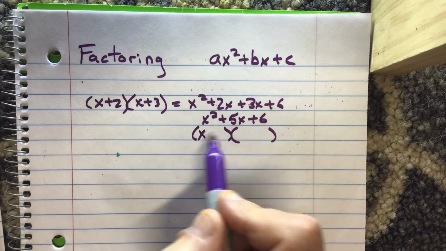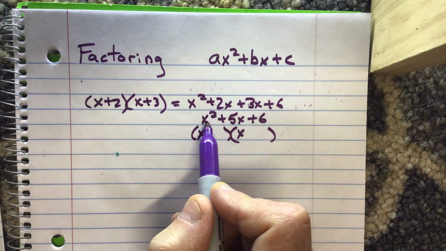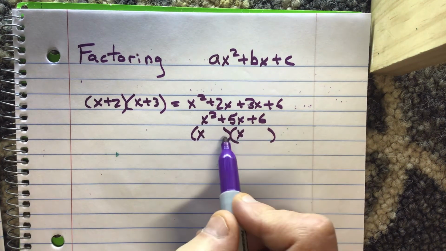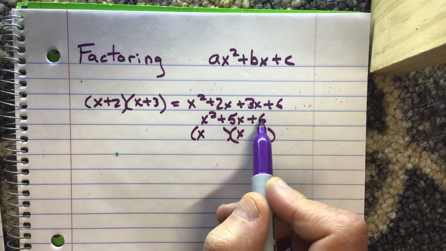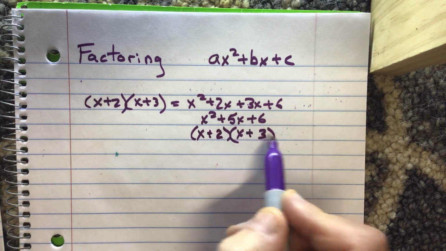So when we factor something like this, we start with x times x because that's where the x squared came from. And then we just need two numbers that multiply to make 6, but added make 5. So we do plus 2 plus 3.